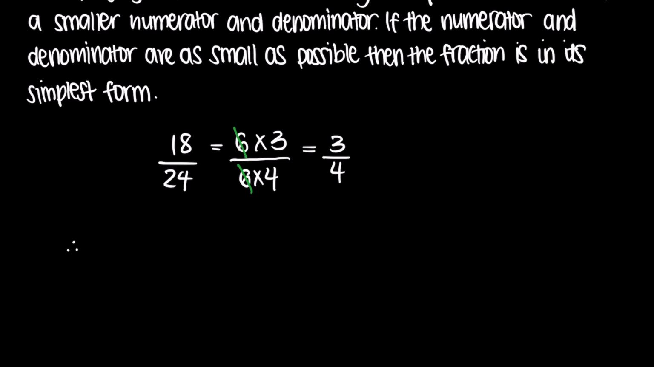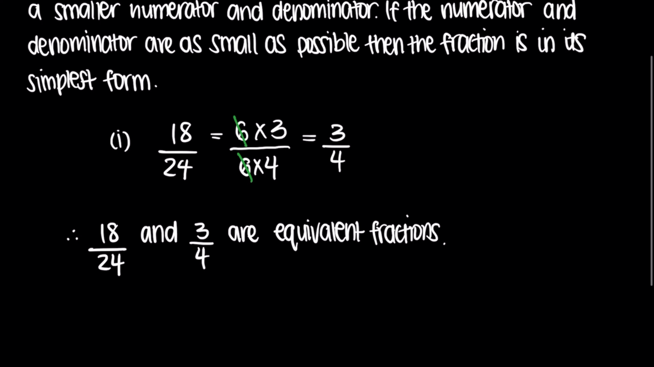Therefore, we say that 18 over 24 and 3 over 4 are equivalent fractions, where 3 over 4 is the fraction in its simplest form.